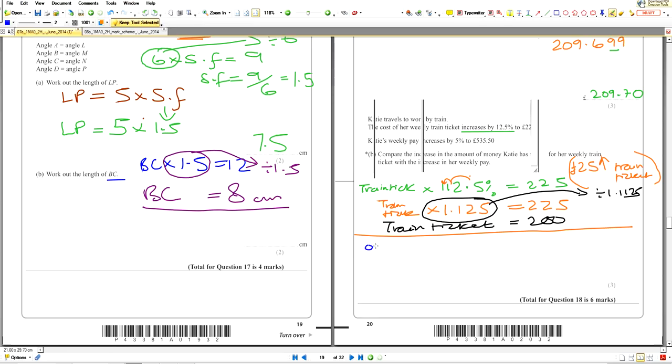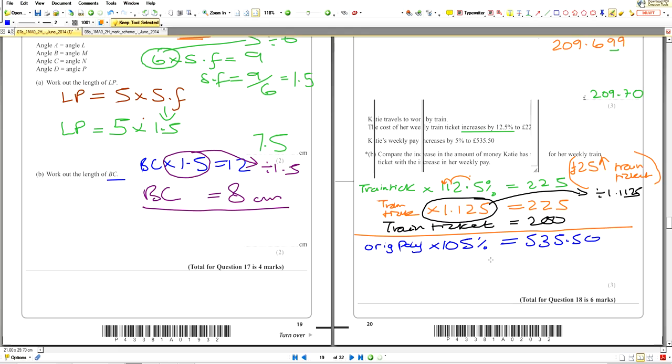So, original pay. Now, it increased by 5%. What was the original value of the salary? It was worth 100%. It went up by 5%. So that gives us a total of 105%. And that gives us a total answer of £535.50. That's the second part now.